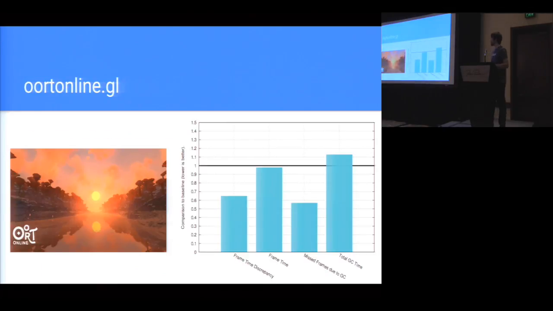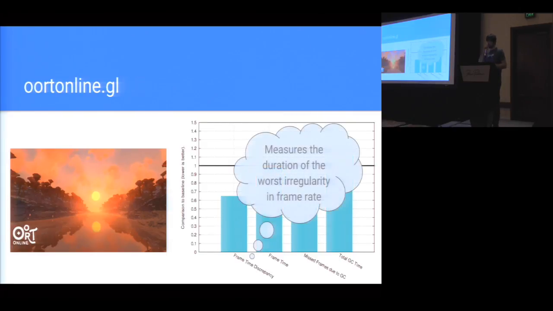The first one is a WebGL-based game, available online. Just point your browser to that URL. And here are the improvements on the first metric, a metric we actually introduced in the paper. I had no time in my talk to go into details there, so please check it out in the paper. We call the metric frame time discrepancy, and it measures the duration of the worst irregularity in frame rate. And we think that really correlates nicely with user experience. The improvement on that metric is about 35%.